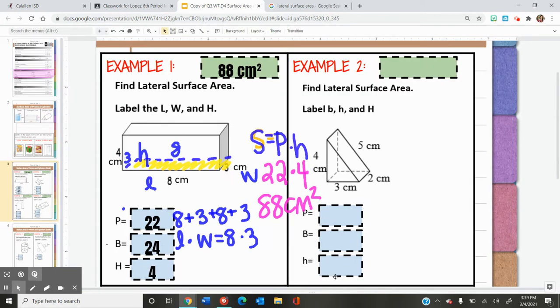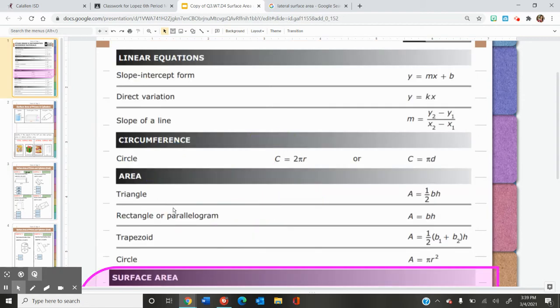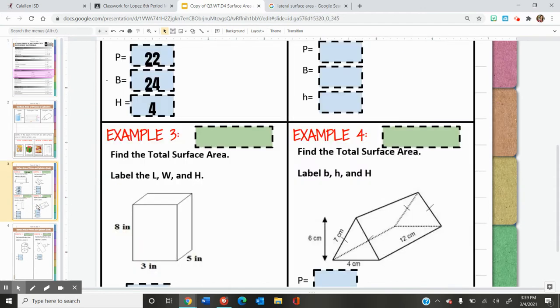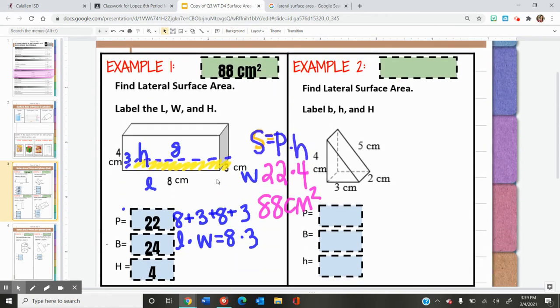So for number 2, we have a triangular prism. And since it is a prism, I'm finding the lateral surface area. So going to my formula chart, the surface area for a prism lateral is surface area equals the perimeter times the height. So I'm going to go ahead and copy down that formula. S equals PH. S stands for surface area. This equals the perimeter of my base times the height of my prism.